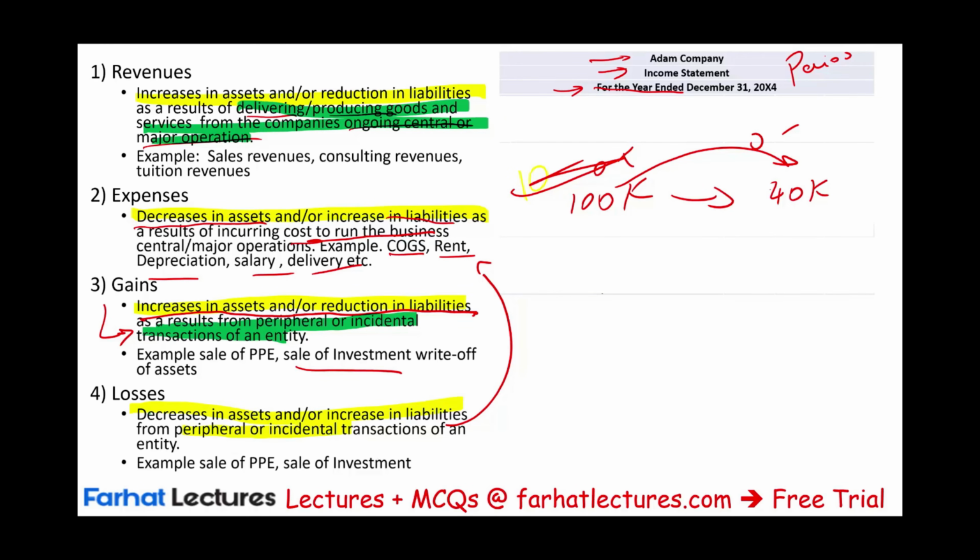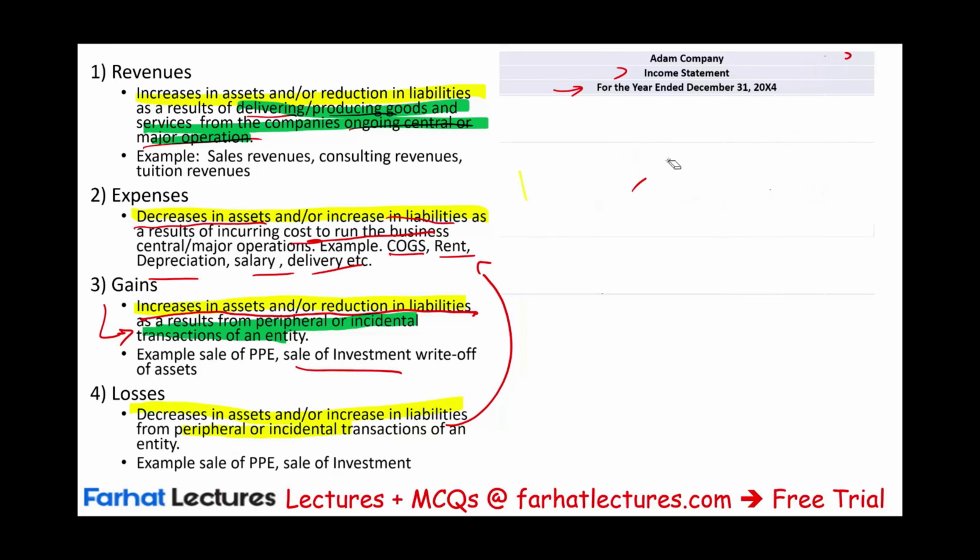They don't do this on a regular basis. They don't buy and sell trucks. That's not their business. Therefore, we cannot call it an expense. We can call it a loss. So losses will be generated from the sale of property, plant, and equipment, sale of investments, and other things, but those are the main things. So let's take a look at the income statement, the multiple step.